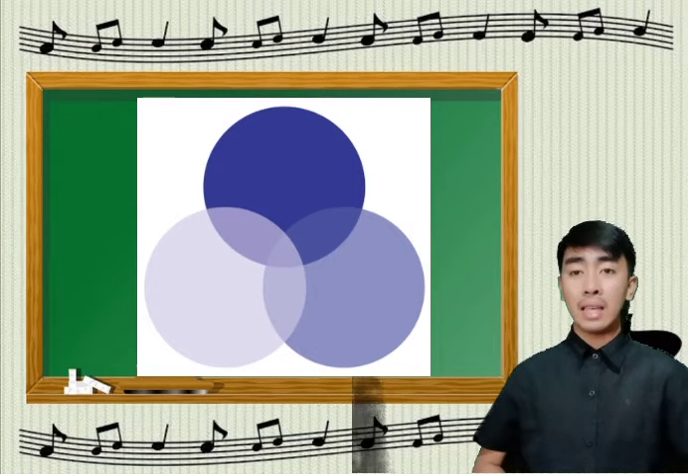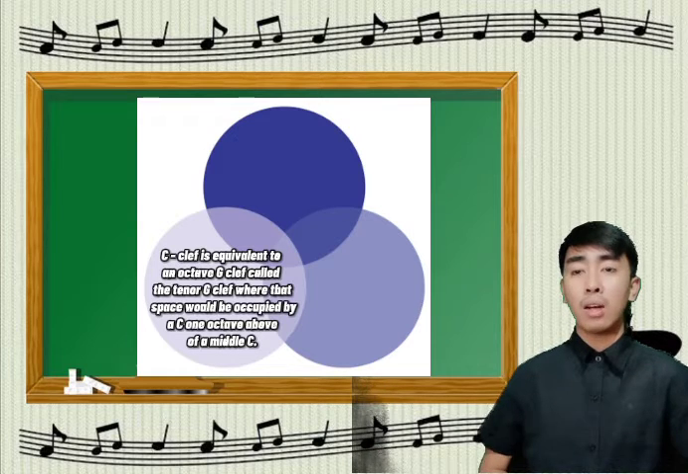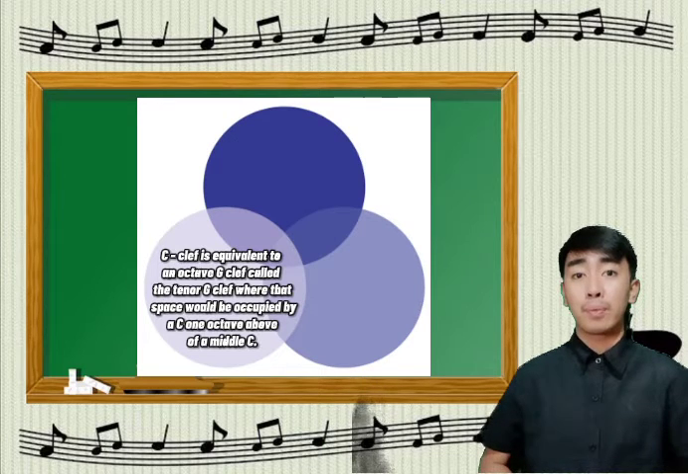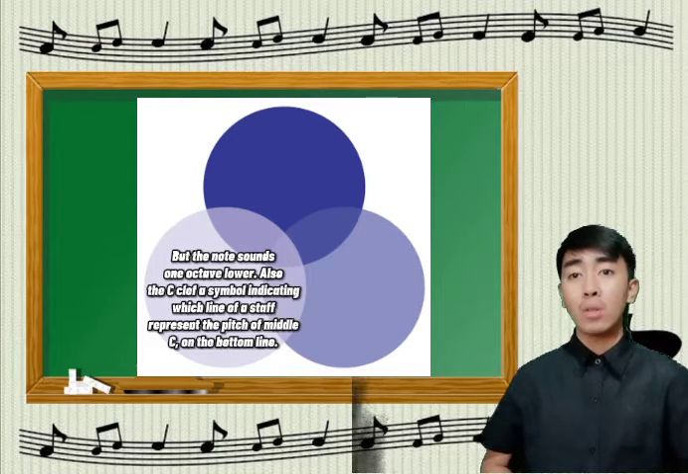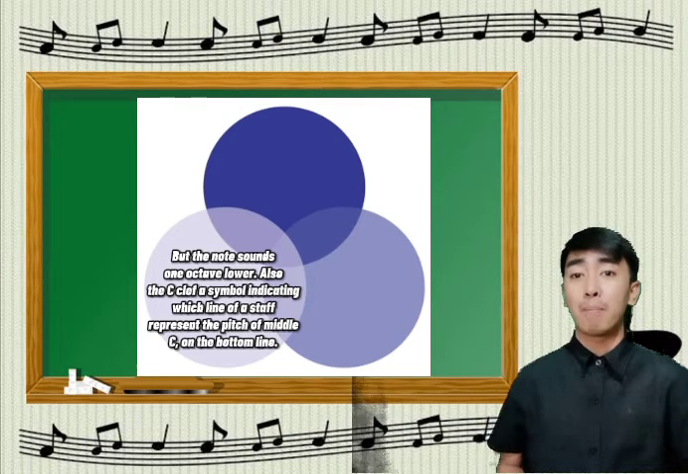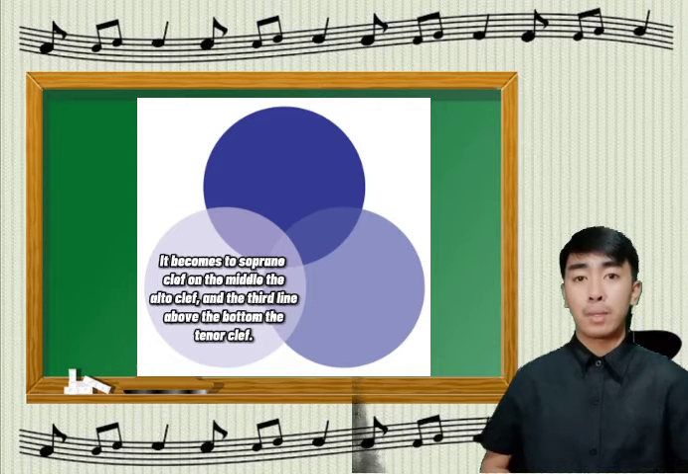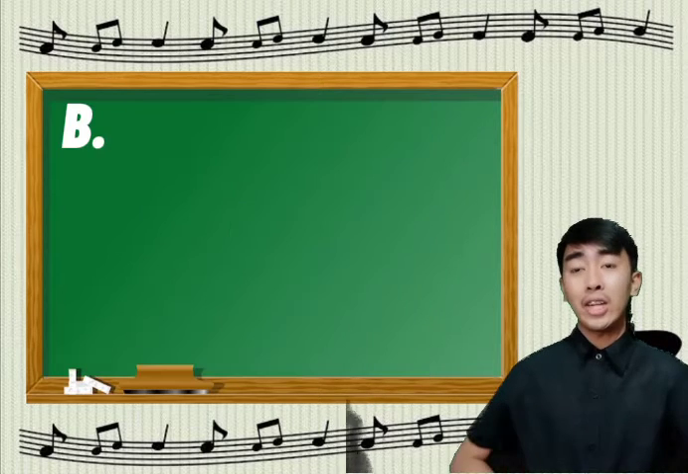And lastly, the C clef is equivalent to an octave G clef called the tenor G clef, where that space will be occupied by a C one octave above middle C, but the note sounds an octave lower. Also, the C clef is a symbol indicating which line of a staff represents the pitch of middle C. On the bottom line, it becomes the soprano clef, on the middle line the alto clef, and on the third line above the bottom, the tenor clef. Letter B.